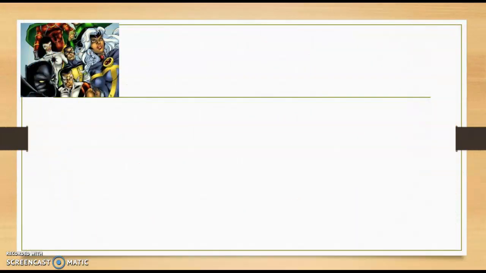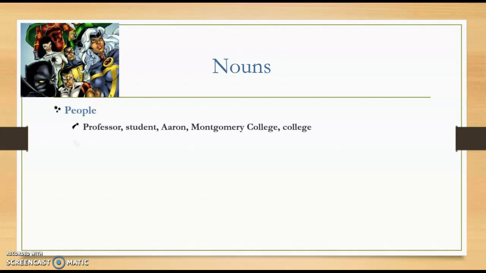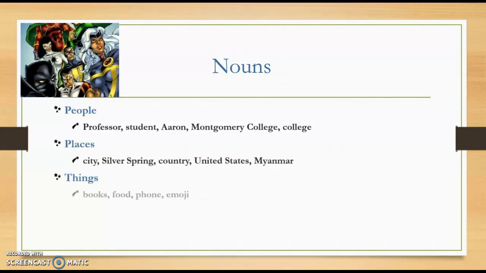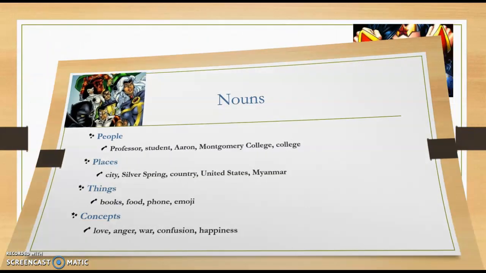The first thing we want to talk about are nouns. And everybody knows nouns are people, they're places, they're things, and they're also concepts such as love, anger, confusion, happiness. These are all examples of nouns. The key is to be able to identify the nouns in your sentences. That's what's going to help you the most.